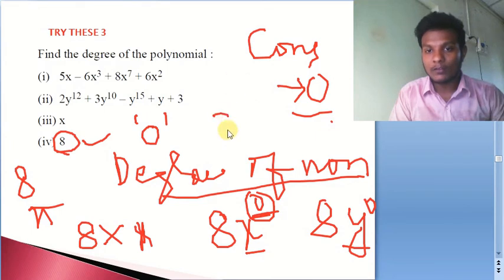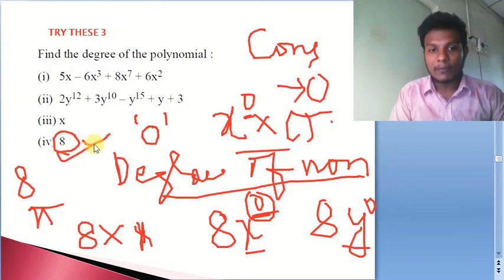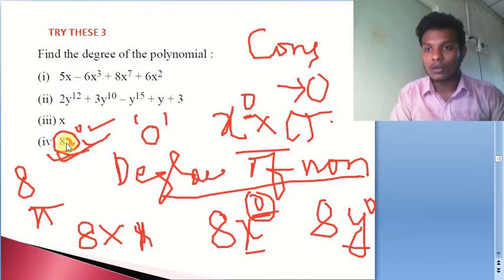Why? Because we can write some variable power 0 which is 1 into that number. So for this variable the exponent is going to be 0, so that is why for this particular 8 the degree is going to be 0. I can write x power 0 here, so it is going to be 0 in this case. So this is what we should remember in case of our constant, non-zero constant.